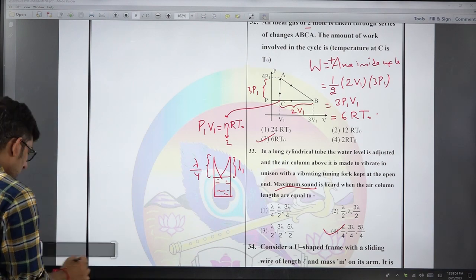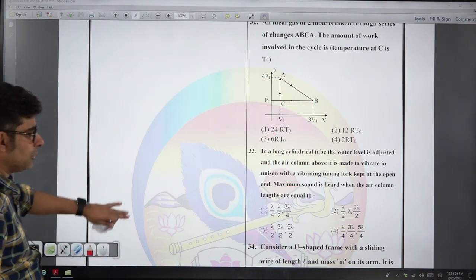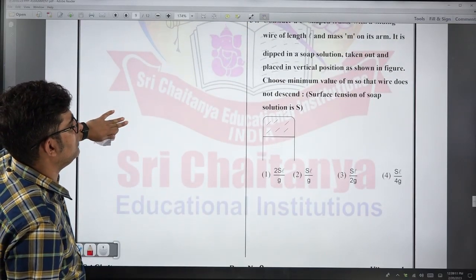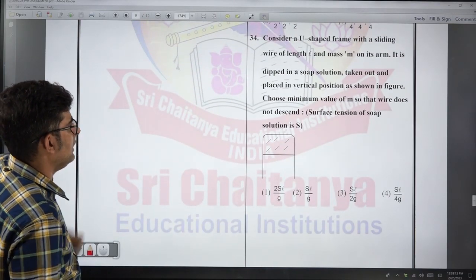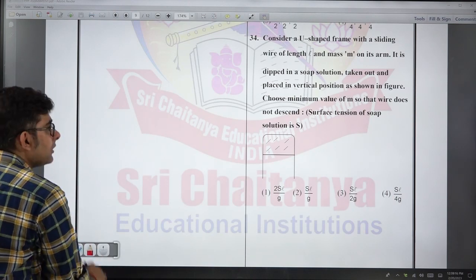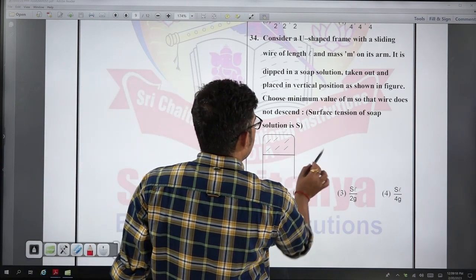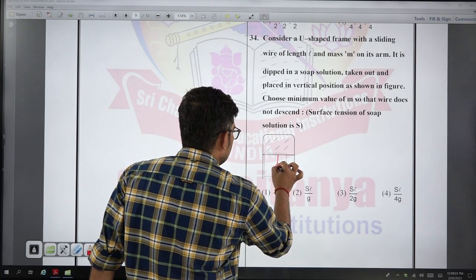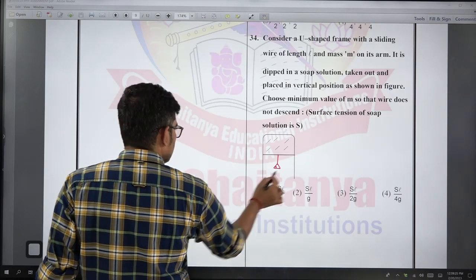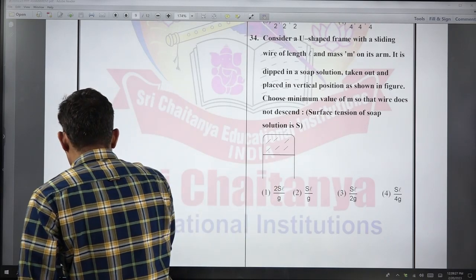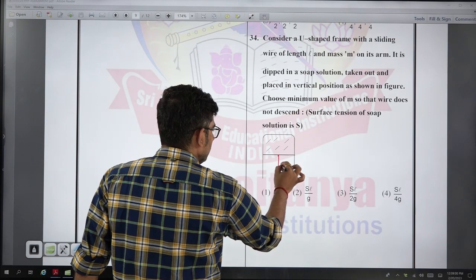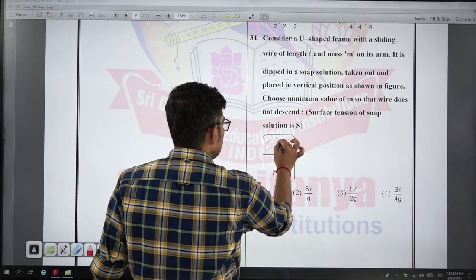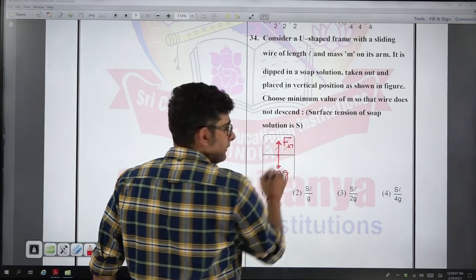Now 34. Consider a U-shape frame. Okay, there is a U-shape frame. Length, mass, everything is given. Here you have mg, and above you have the force due to surface tension.